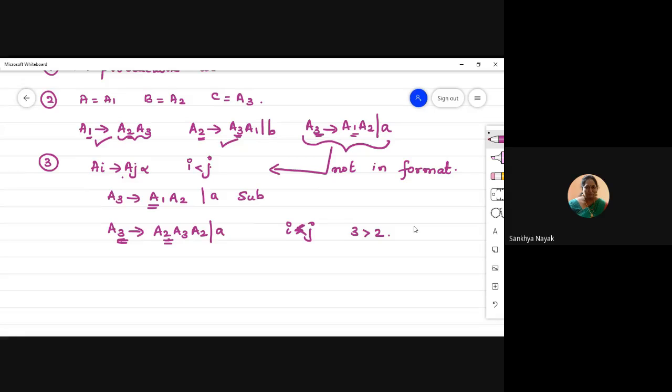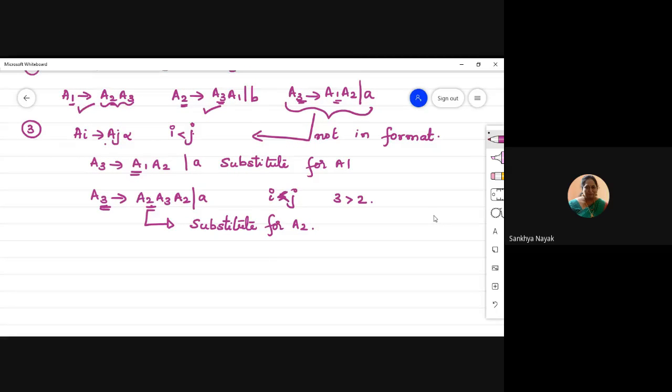Here we substituted for A1, correct? Here you substitute for A2. So what is A2? It is A3, 1 or B. So I will rewrite this as A3 derives A3, A1. For this A2 I have substituted once this part. Let me call it X and Y. So X I have substituted. And what is left after that? A3, A2. And once I have to substitute this B. So B, A3, A2 or A as it is.